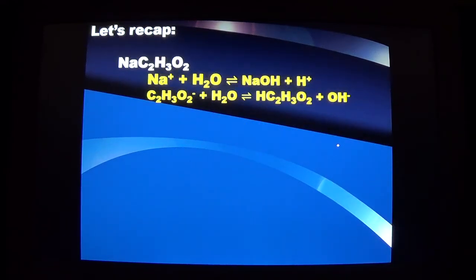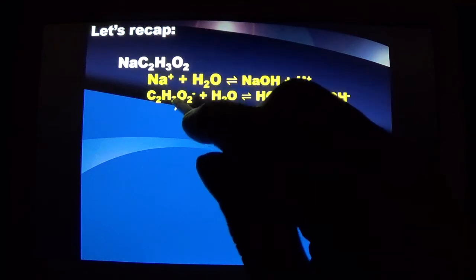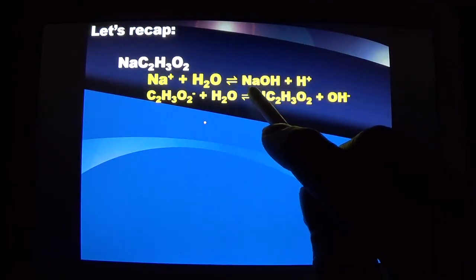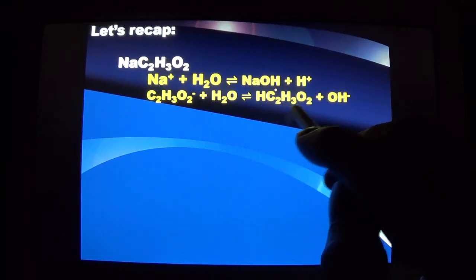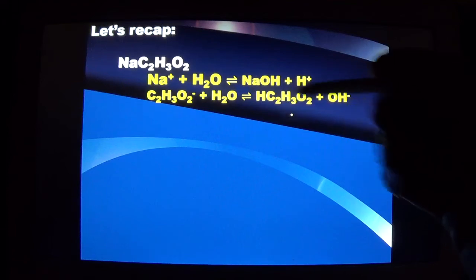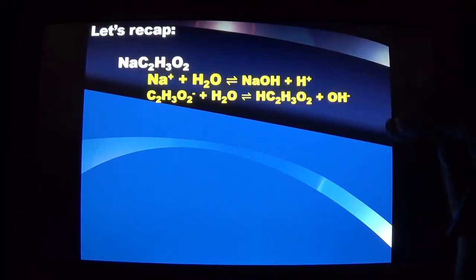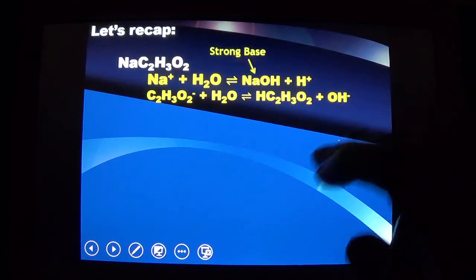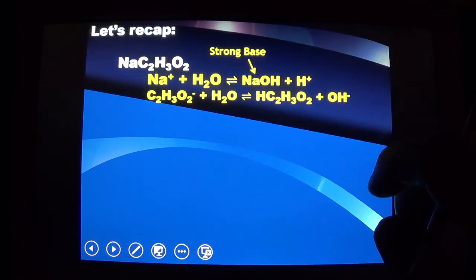Sodium acetate. Now again, pretend you have your possibilities reacting with water. So I've got my sodium, I've got my acetate. I'm pretending they're going to react with water, and that is to make sodium hydroxide and acetic acid. And now I check each of my products individually. What do I know about sodium hydroxide? I hope you're yelling at the computer that it's a strong base, because it is.